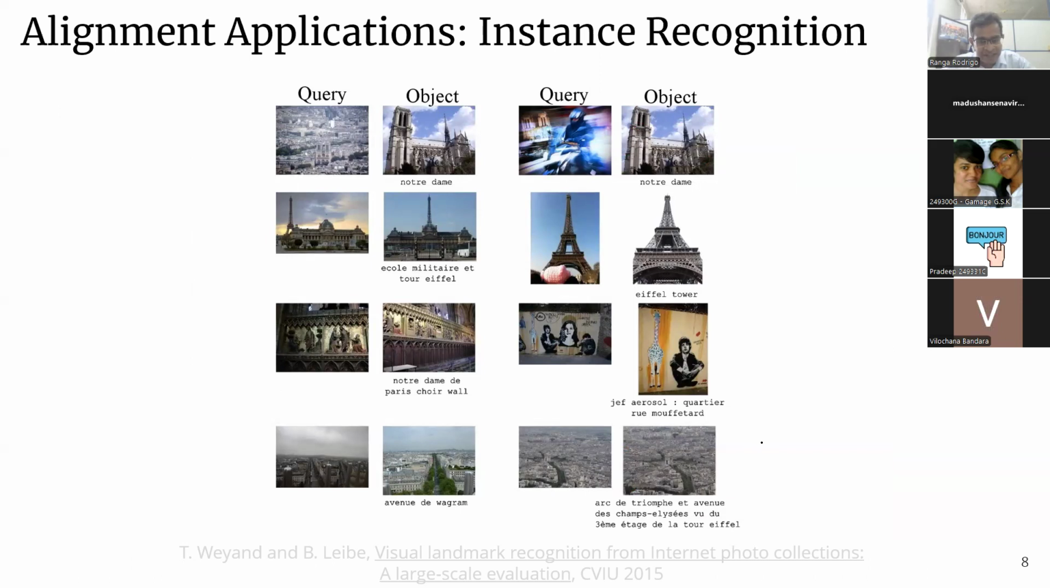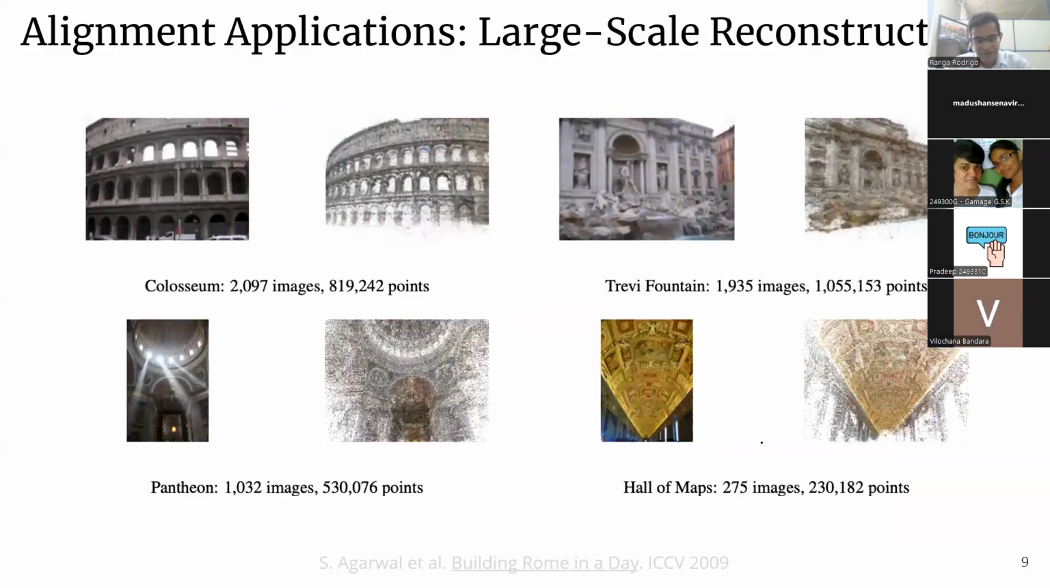Then instance recognition. So this is the Eiffel Tower, recognizing things like that. So by feature matching and geometric alignment, you can do these things. We will look at those things also. And these are large scale recognition tasks. And this is called building Rome in a day. It's a funny statement, but what that means is you take a large number of images, and you can reconstruct the scenes in Rome in a day. That means using a reasonable amount of computational power.